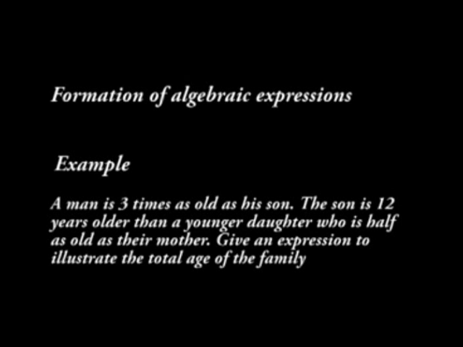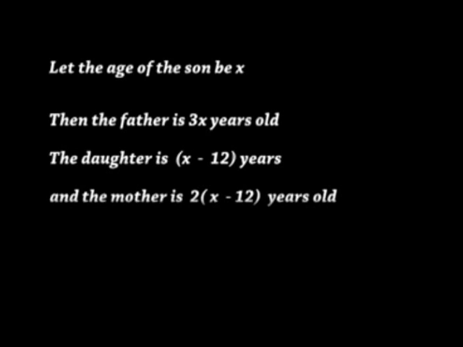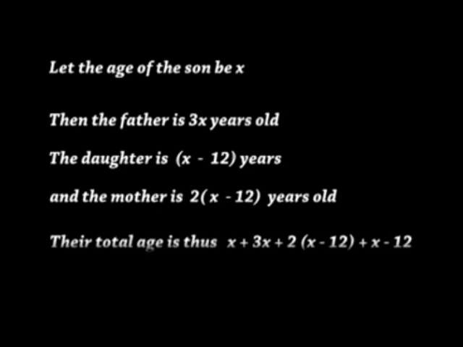In our solution, let the age of the son be represented by x. Then it means the father is 3x years. The daughter is x minus 12, since she is 12 years younger than the son. The mother is twice as old as the daughter, and therefore her age is 2 times (x minus 12) years. Their total age is x plus 3x plus 2 into (x minus 12) plus (x minus 12). Simplified, we get 7x minus 24 years.